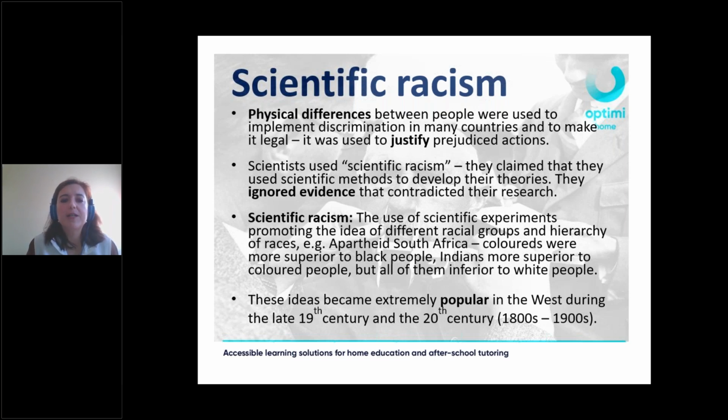Now, during this time, scientists used scientific racism. In other words, they actually started to create racism. They claimed that the use of scientific methods will help them to develop their theories. And they even went as far as to ignore evidence that contradicted their research. So this became hugely popular during this time. Many countries jumped on the bandwagon of scientific racism to develop their countries into superior nations.